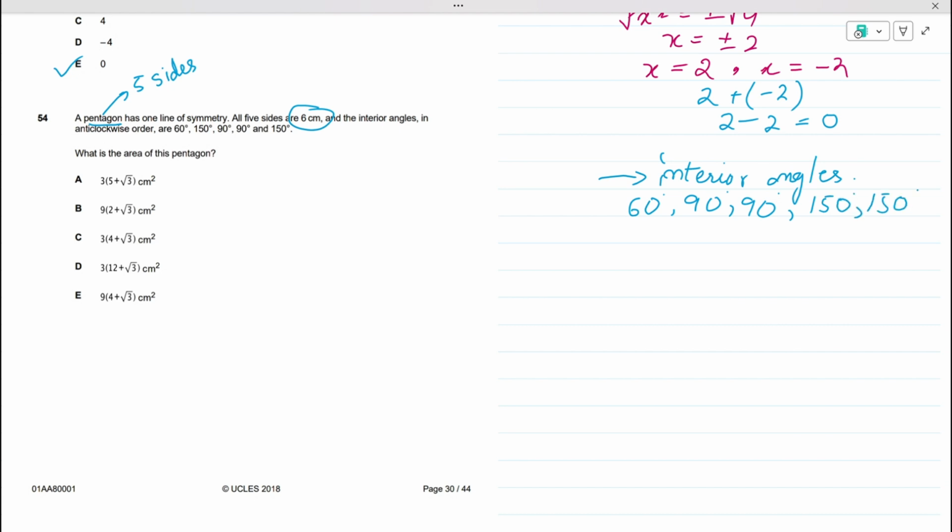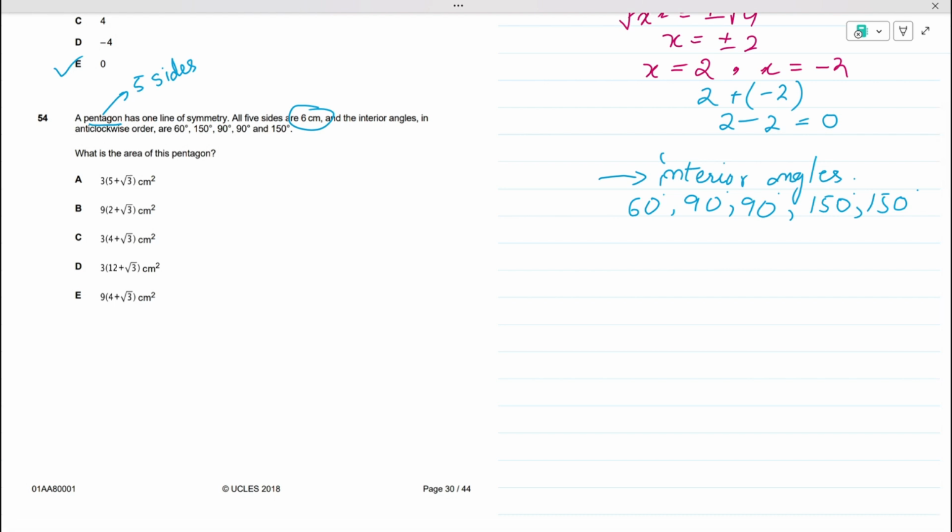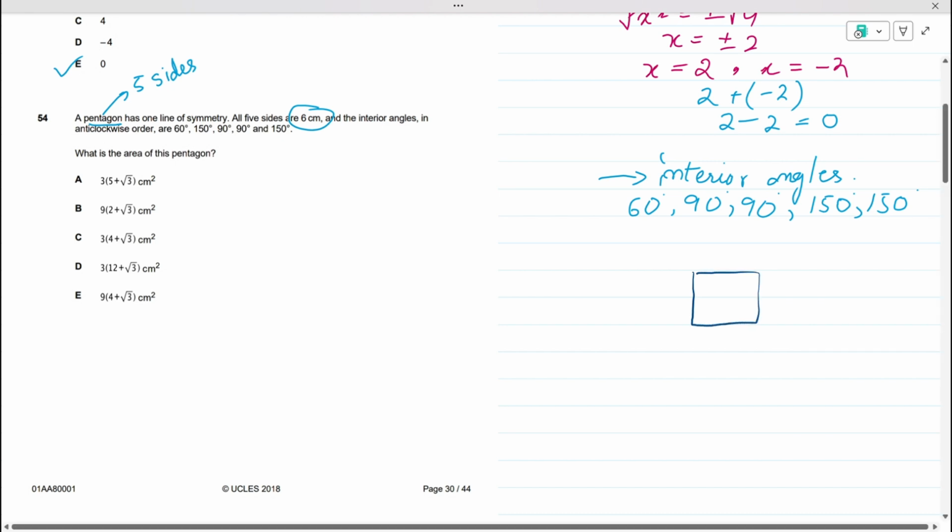So initially let's suppose the shape of this pentagon. How is it going to look? The pentagon has 5 sides, right? So what if I suppose a square with a triangle on its top? Now see, we need to plug in all the angles, right?